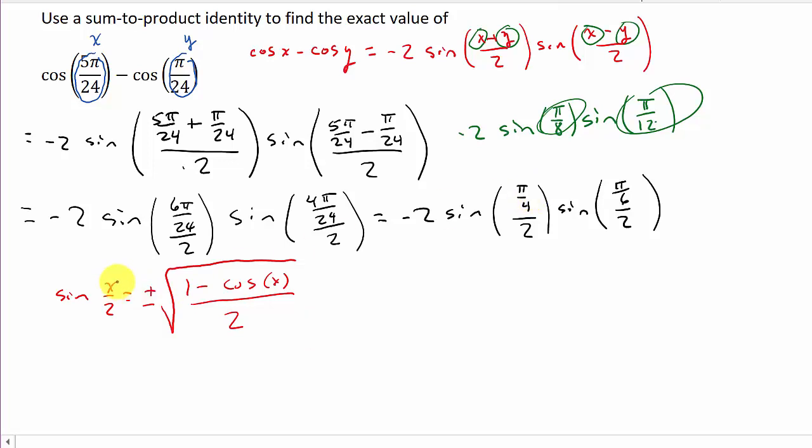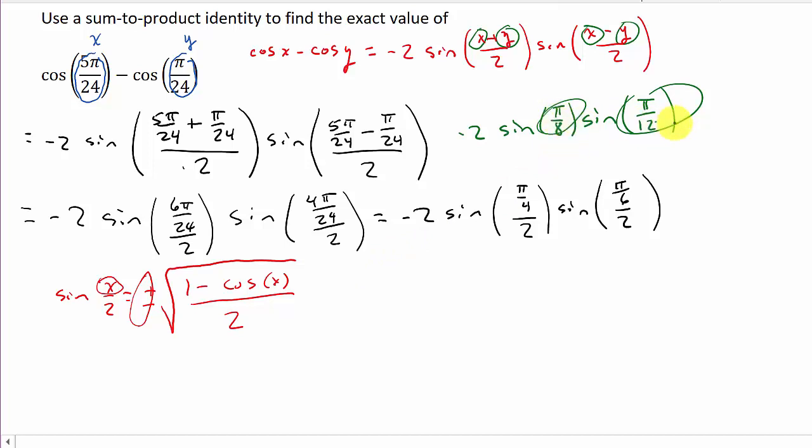You can see x in this case is pi over 4, and x in this case is pi over 6. So we're going to have to use the double angle identity, I'm sorry, the half angle identity. Now notice the plus or minus in front. How do we know which one to use? It depends on which quadrant your angle is in.